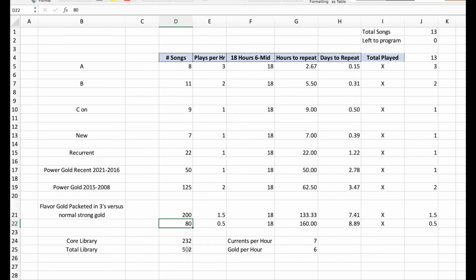So just taking this, what do we have? Well, we have a core library of 232 songs. That's it. But you actually have a full library of 512, which is everything there. And we end up with 7 currents per hour and 6 golds per hour. And again, I'm counting a recurrent as a gold. So now let's go build this.